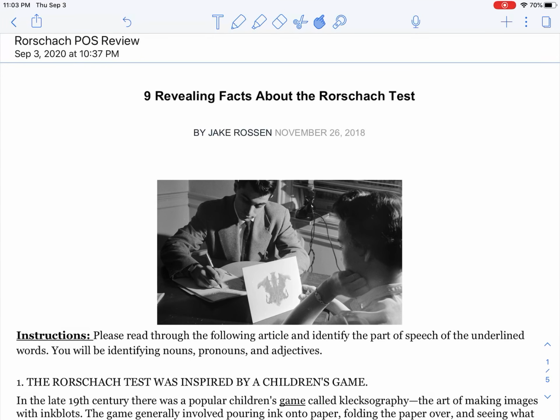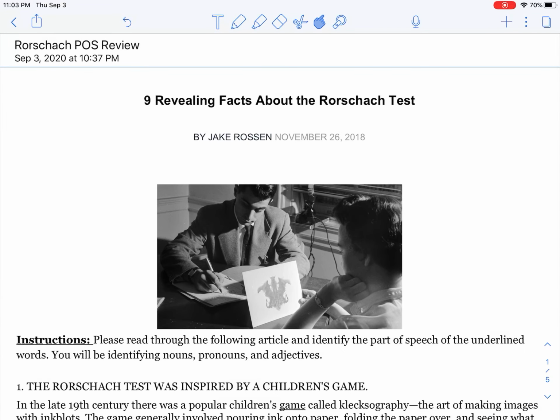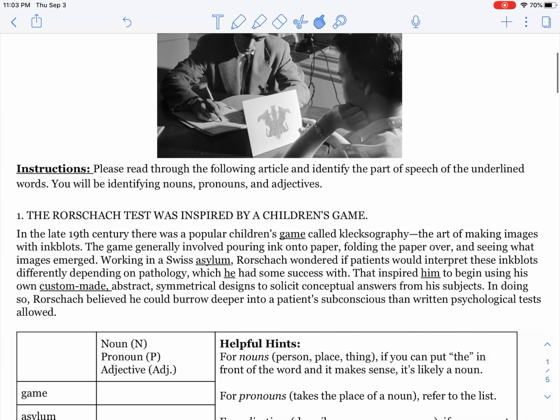Hey there. Today we're going to work on reviewing parts of speech, specifically nouns, pronouns, and adjectives. So what I've done is I've created this kind of worksheet that has some information. It's actually this article, 9 Revealing Facts About the Rorschach Test. I figured we'd learn a little something along the way. It's always good to learn things you didn't know before. So there are 9 on here.